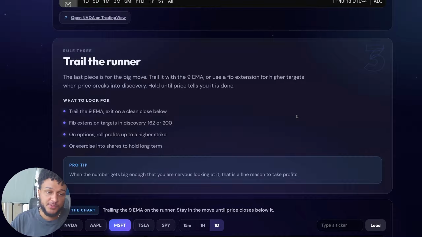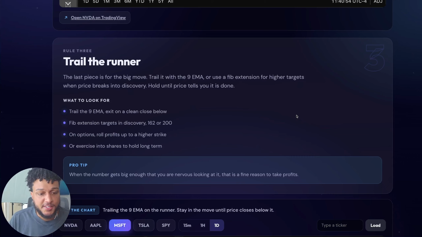and move on to the next trade. So like we've talked about, you can trail the 90 EMA, exit on a clean close below it, or use a Fibonacci extension, the 162 or the 200% extension. On option contracts too, you can also roll profits up to a higher strike, so you can lock in the initial trade and roll up and out to different expirations and different strikes. So you can lock in the initial trade and keep the trade running for you because you rolled up to a higher strike. Or if you guys have a decent sized portfolio, you can exercise the shares into a long-term hold and let them also work for you in that sense.